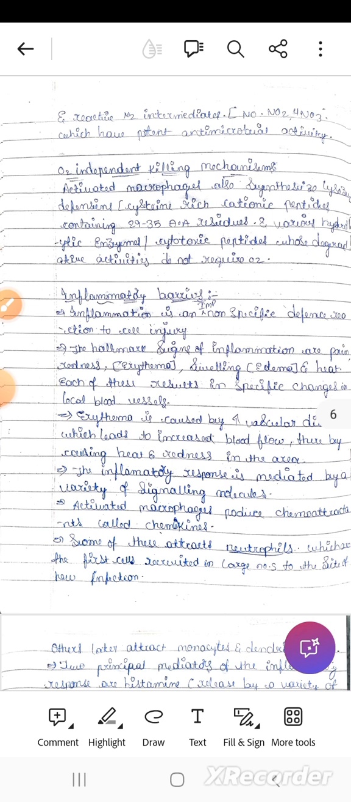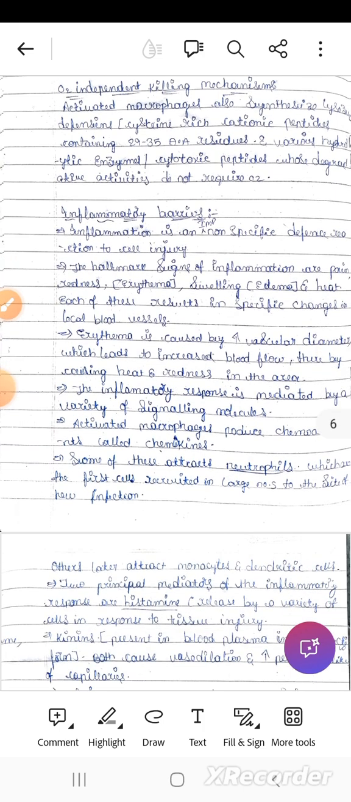And next one is the inflammatory barriers. Inflammation is an important non-specific defense reaction to cell injury. The hallmark signs of inflammation are pain, redness, swelling, and heat. Redness means erythema, swelling means edema. Each of these results in specific changes in local blood cells.